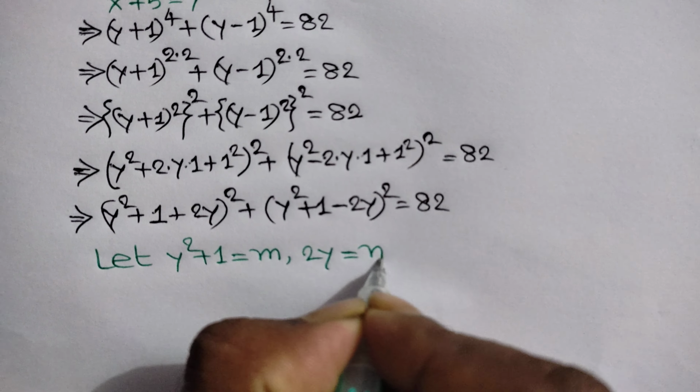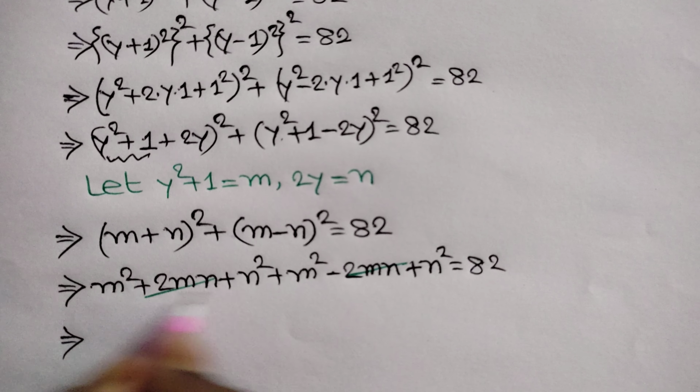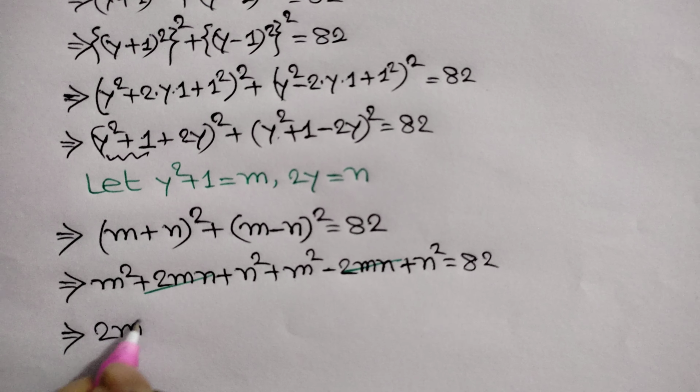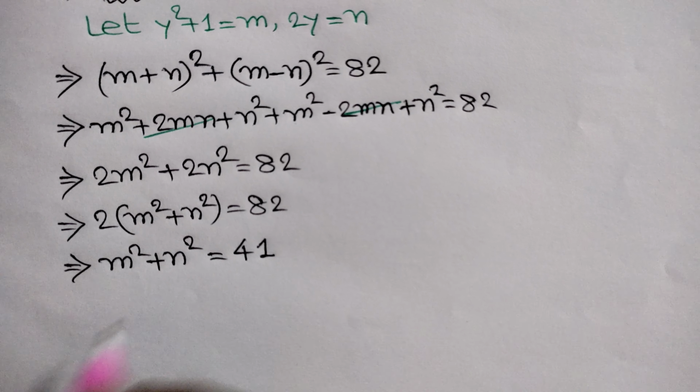Or now here this twice mn cancel out. Now m^2 + m^2 is twice m^2, n^2 + n^2 is twice n^2, is equal to 82. Or now taking common 2, here we will get m^2 + n^2 is equal to 82. Now divide both sides by 2, we will get m^2 + n^2 is equal to 41. Okay.